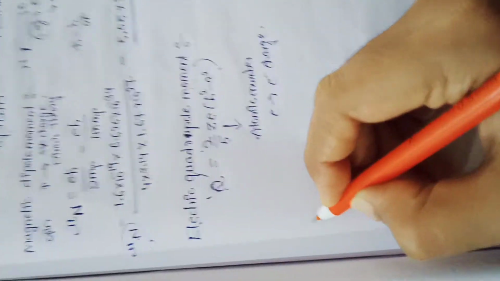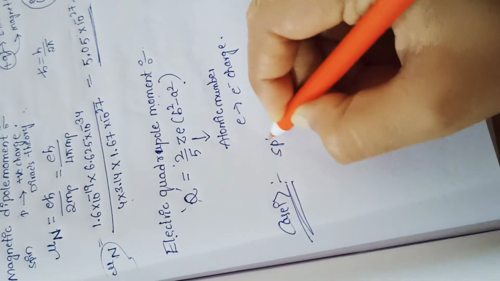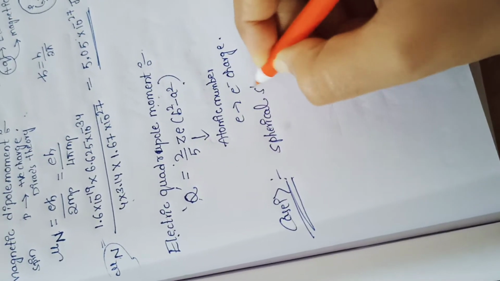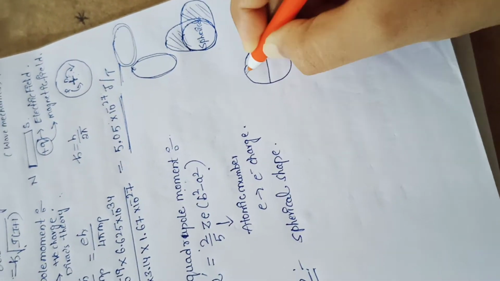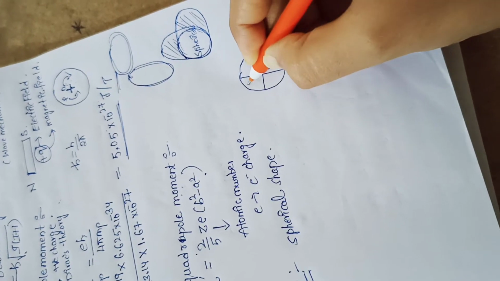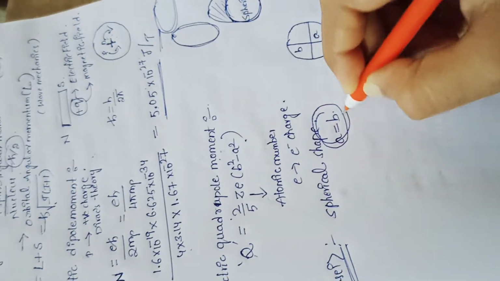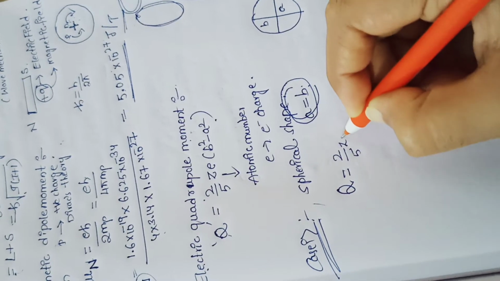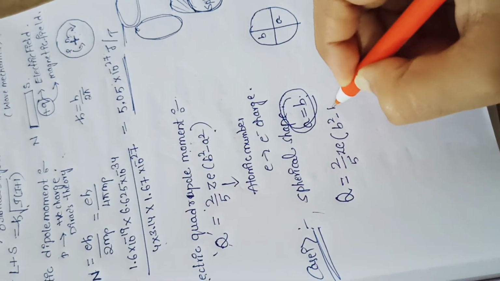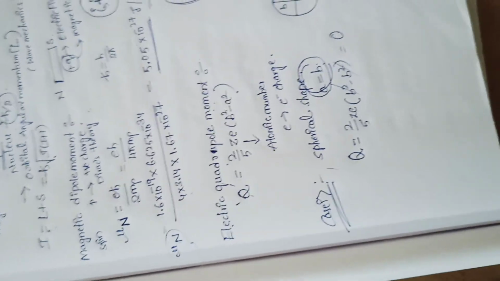For example, case 1, if you take the spherical shape, in case of spherical shape, what will happen? For example, it is a sphere. In the sphere, both the radii A and B are equal, that is A is equals to B. Now if you substitute A equals B in this equation, what will you get? Q is equals to 2 by 5 into ZE into B square minus B square, that is 0. Q is equals to 0, that is, the electrical quadrupole moment value is 0 in case of spherical shape.